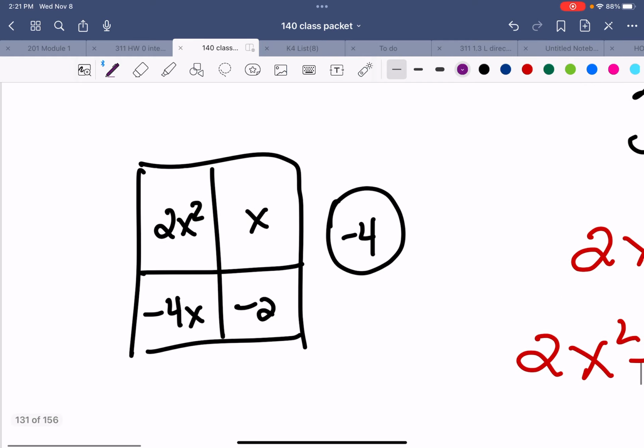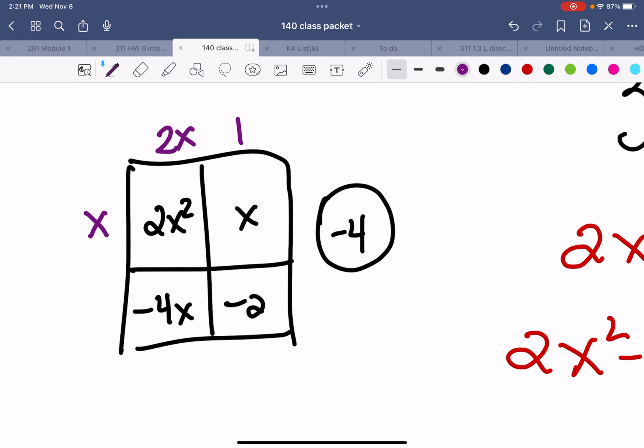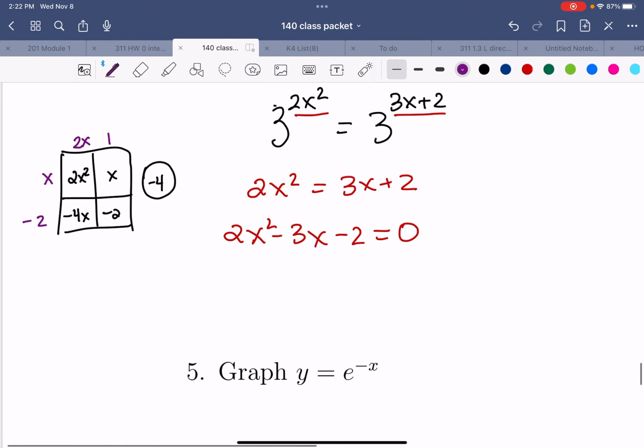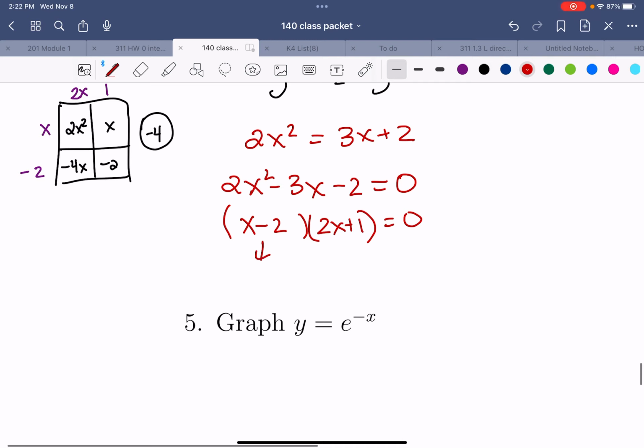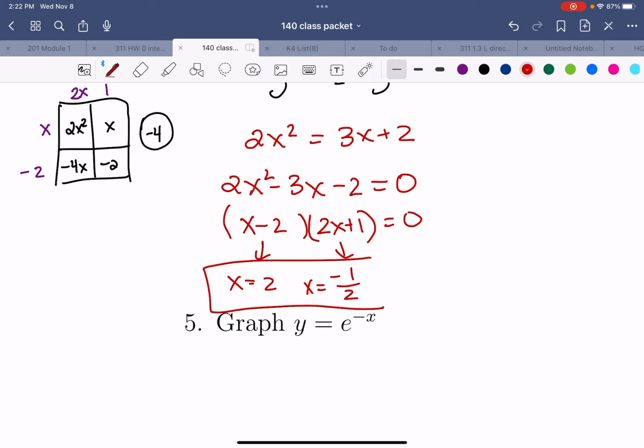And if I now factor the box, the top row, the 2x squared and the x have a common x. So I move it to the side. When I take it out, I'm left with a 2x here and a 1 in the second column. The bottom row, they both have a -2 there. And if I check, -2 times 2x is -4x. -2 times 1 is -2. And that means that this is going to factor as x minus 2 and 2x plus 1. And then I can solve each one. This one's going to give me x equals 2. And in this one, I'm going to subtract the 1 and divide by the 2. And those will be my 2 solutions.